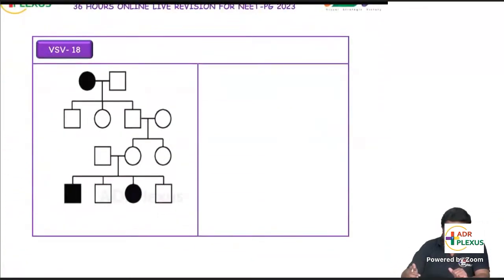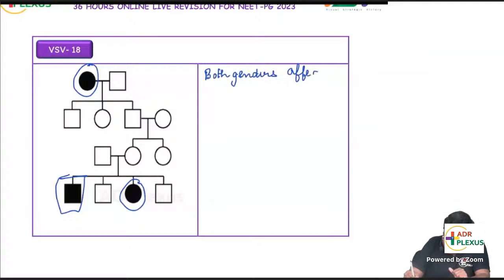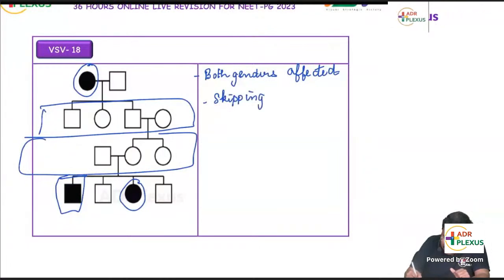Now see this pattern. Both genders are affected, males and females. Then you can see that there is some skipping of generation. There are some generations which didn't have the disease at all. So there is skipping of generations.